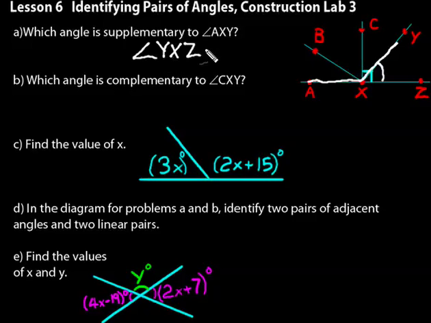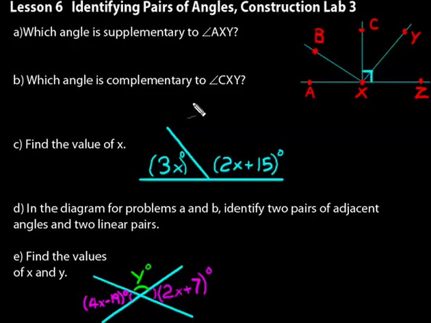Now which angle is complementary to CXY? Practice problem B. Well, you can see CXY there, and notice that right angle box right there. So that tells us that the angle CXZ is a right angle, and so complementary to CXY must again be angle YXZ. So it's complementary to CXY and supplementary to AXY.